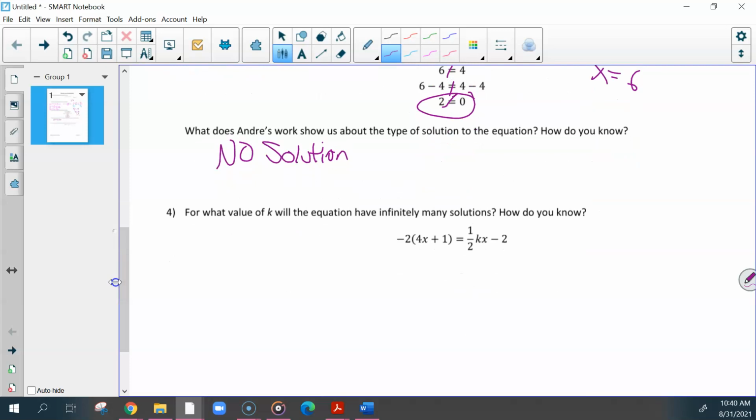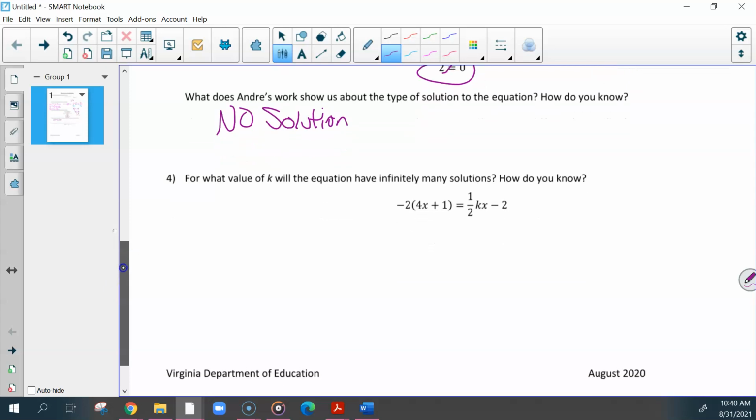Did anyone find the value of K for this last one? So the wording and how it looks is really confusing. We may need to finish this when we come back. So I'll start it and then we'll go from there.